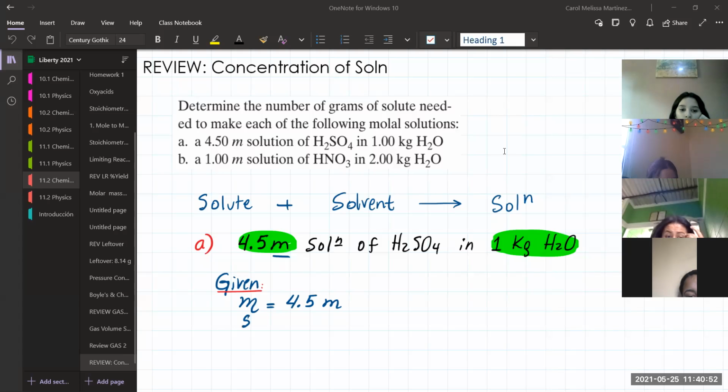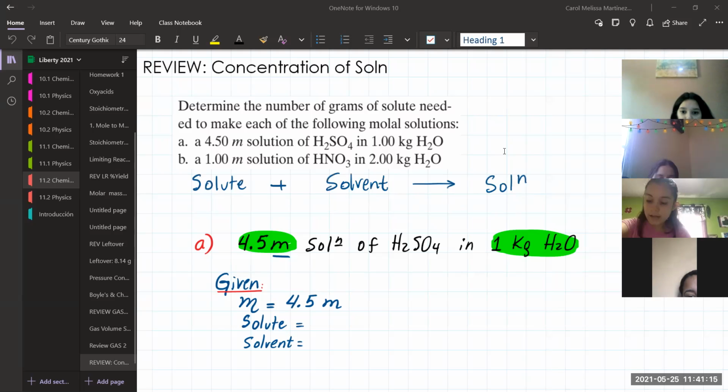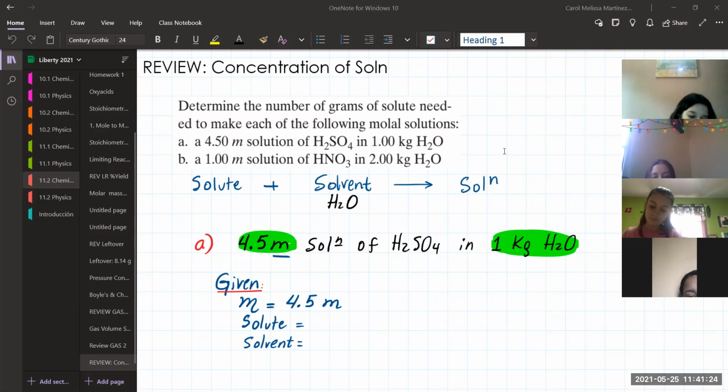So the solute and the solvent. What is the solute in this exercise? The solvent is the 1 kilo of water. Okay, the solvent is water. Therefore, the solute will be the sulfuric acid. Okay, so the solute is H2SO4 and the solvent is water.